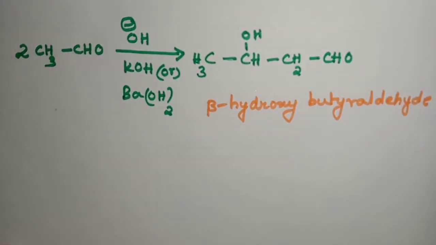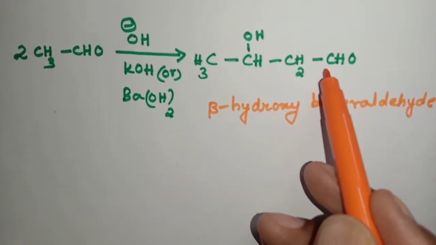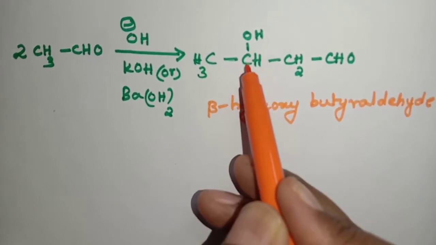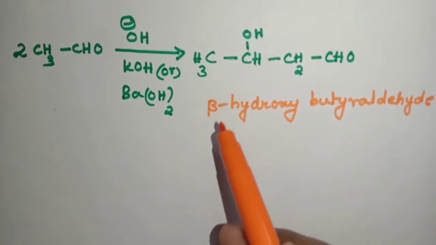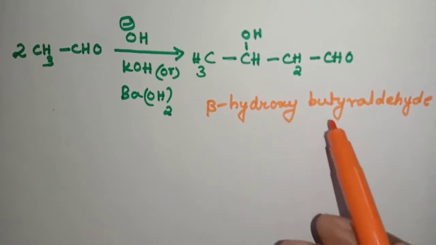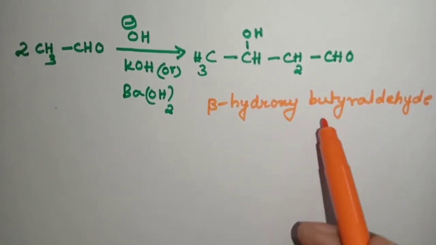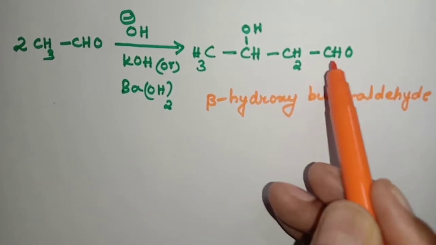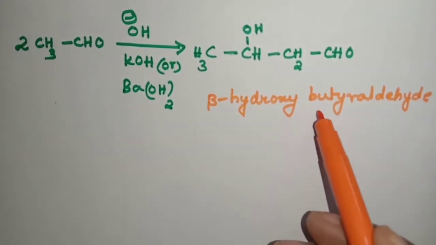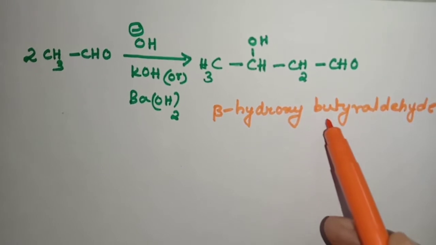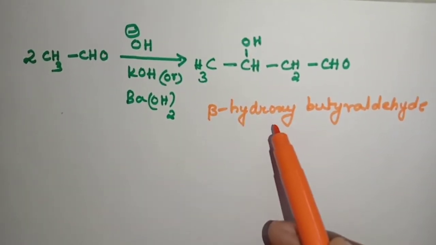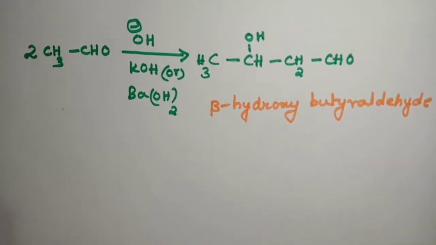This is C double bond O; the carbon adjacent is alpha, this is beta. On the beta carbon there is an OH group, hence it is called beta hydroxy butyraldehyde. Why butyraldehyde? Because in total there are 4 carbons and there is an aldehydic functional group, hence the common name of this compound is butyraldehyde.